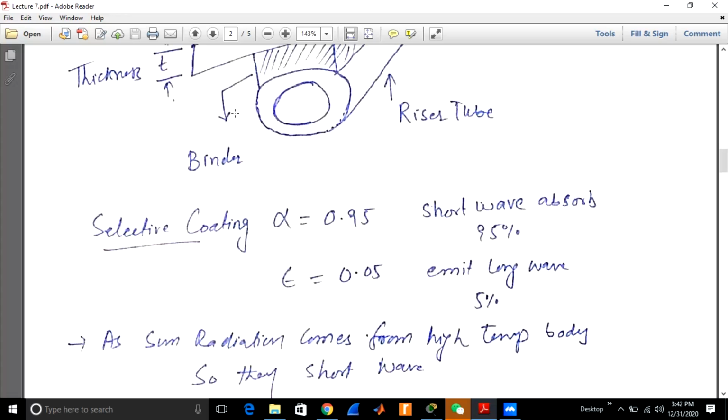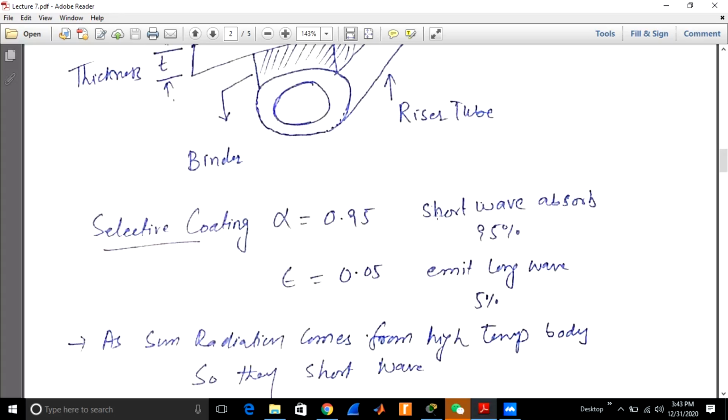What is meant by this? When they absorb, it will radiate energy back. This is called emissivity. The emission of radiation is called emission, and the ratio of the emitted power to the total power is called emissivity. So the emissivity is 0.05. It means that it will emit just 5% radiation back.